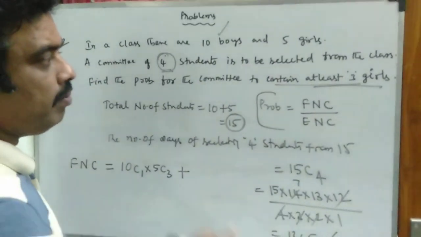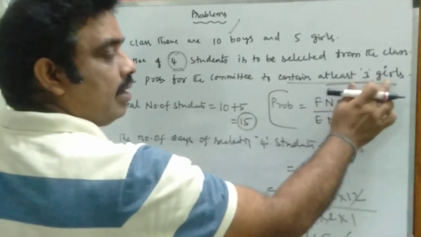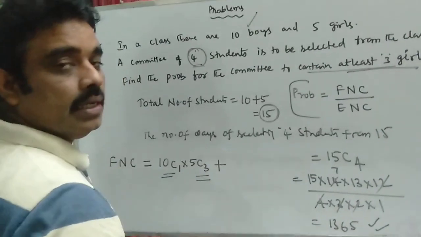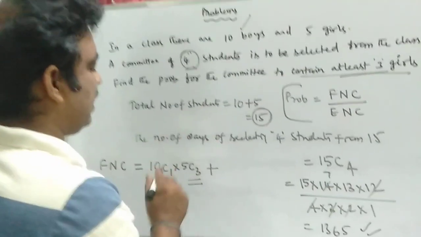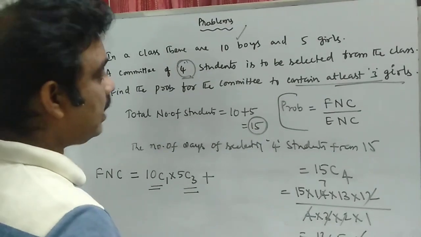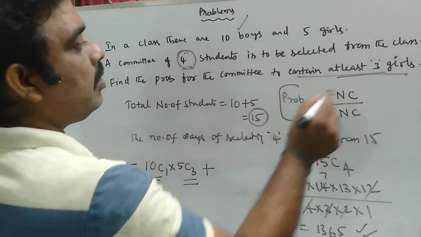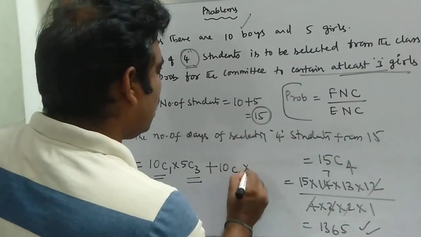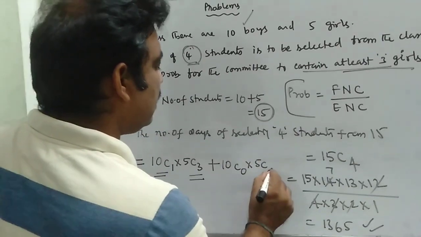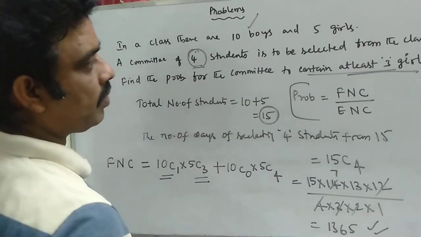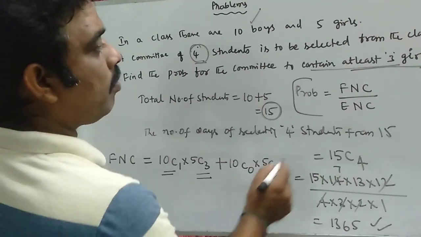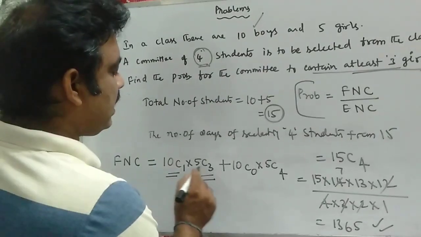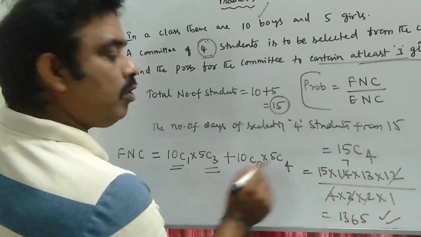The committee should contain 3 girls. That means if you select 3 girls and one has to be selected from the boys, that means 10C1 into 5C3. Next, what is the case? If I select no student from the boys, that means 10C0, all the students must be girls, then it is 5C4. Minimum 3 girls, maximum you can have 4 girls also. So 10C1 into 5C3 plus 10C0 into 5C4.